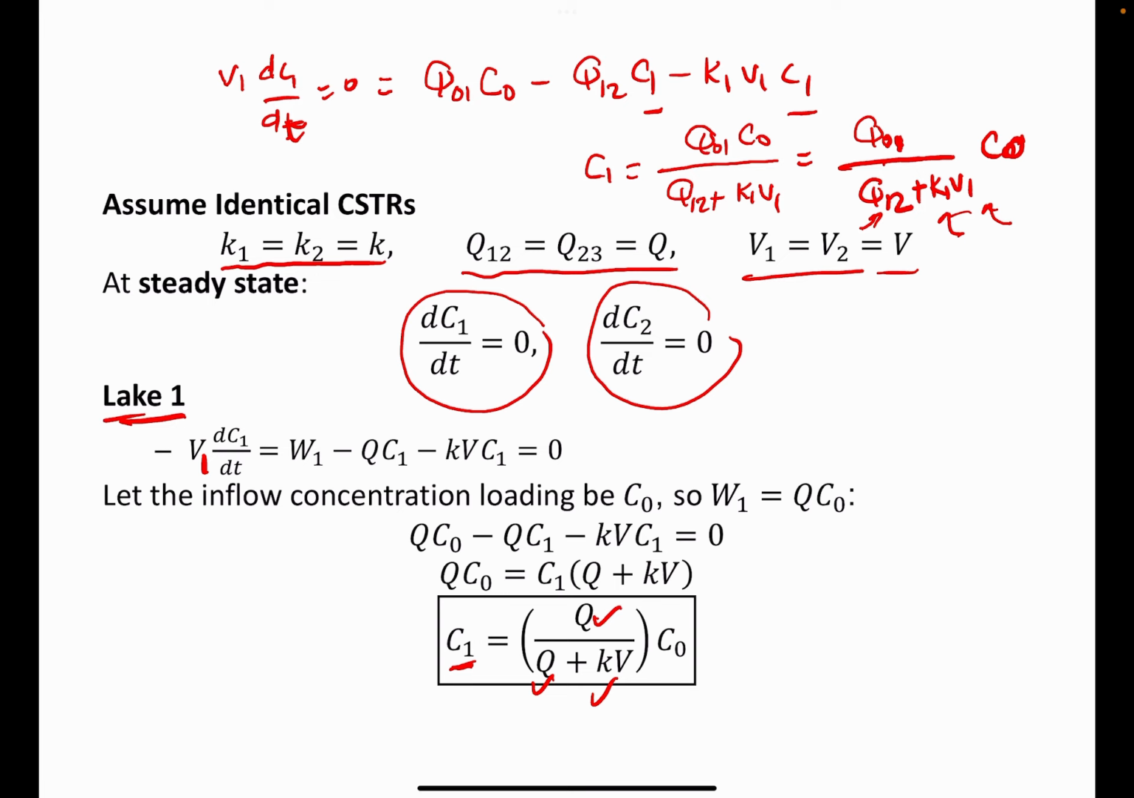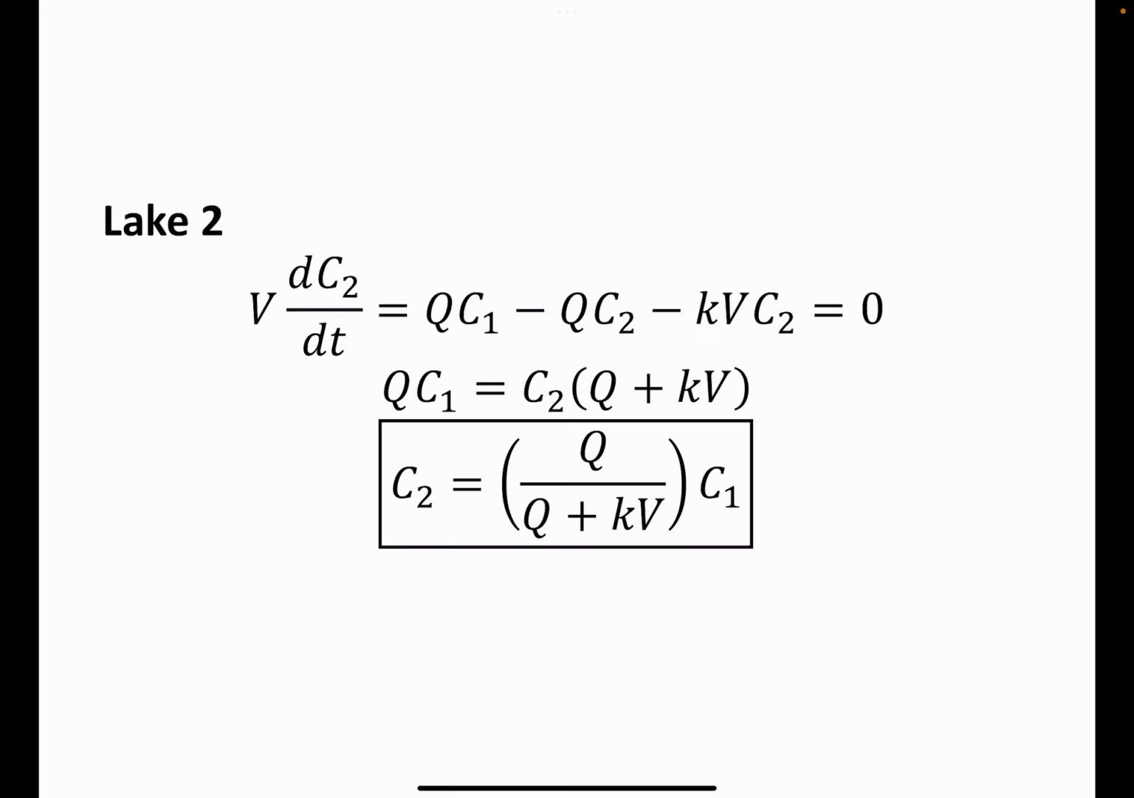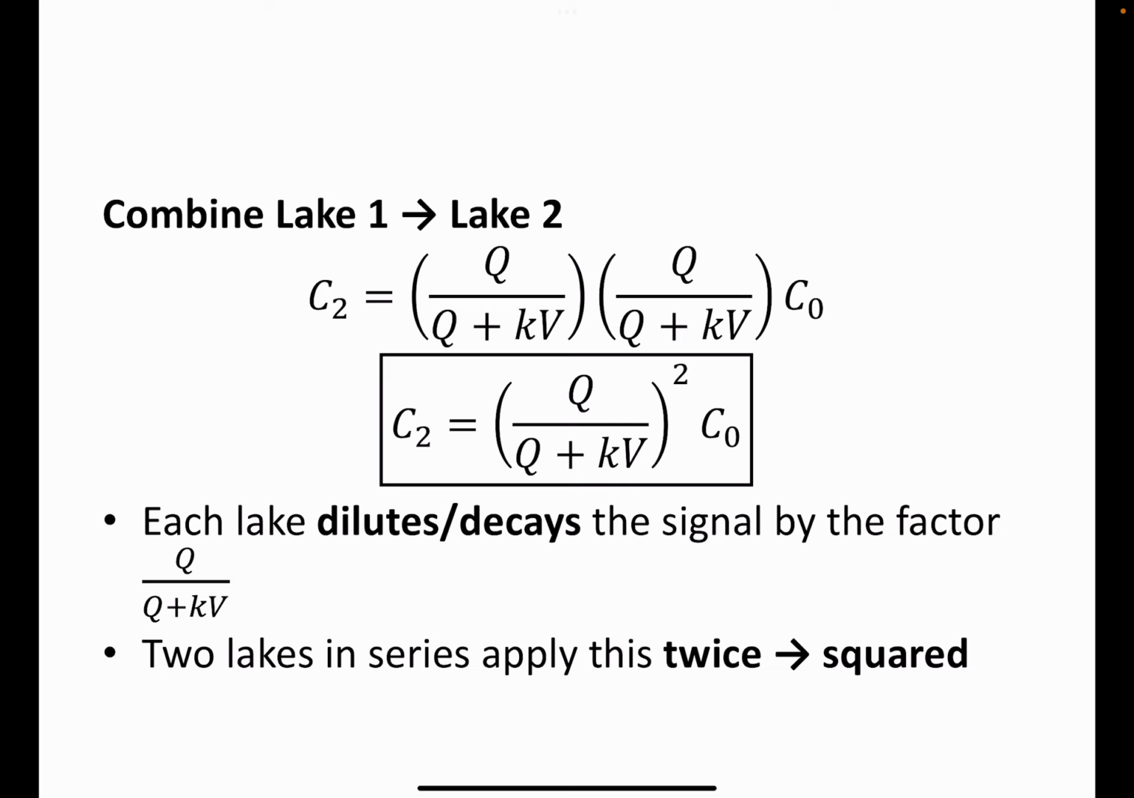And then if you do for lake number 2, you will get the same thing. You will get that C2 leaving lake 2 is equal C1 leaving lake 1, Q over Q plus KV. And if you do the same thing for combining lake 1 and lake 2, you will end up with C2 leaving lake number 2 as a function of the original C0. This is going to give you Q over Q plus KV times Q over Q plus KV, which means that we could just make it square because we have 2 lakes.